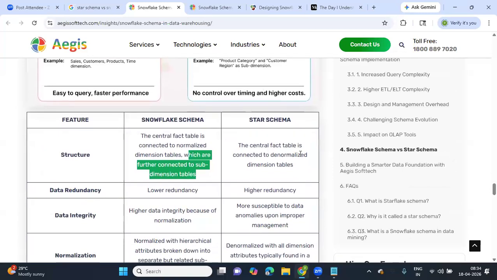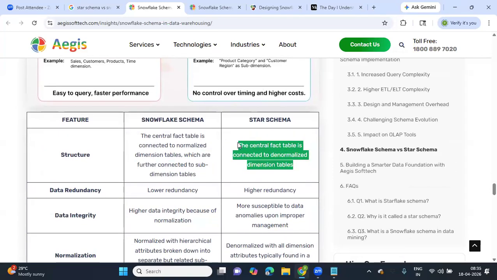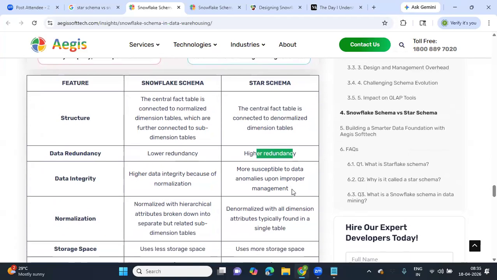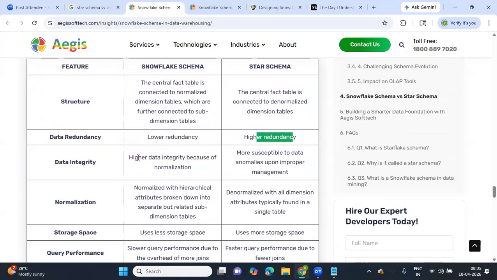In the star schema, the central fact table is connected to the denormalized dimensions. Denormalization means combining. Normalization means splitting. Lower data redundancy: redundancy means duplicacy. In the case of Snowflake, we have less. Here it is high. Data integrity: higher data integrity because of data normalization.